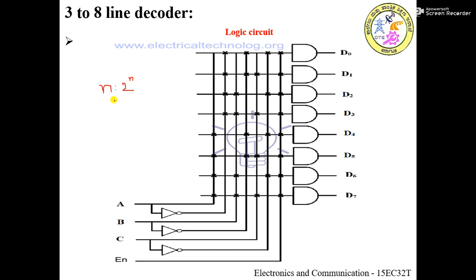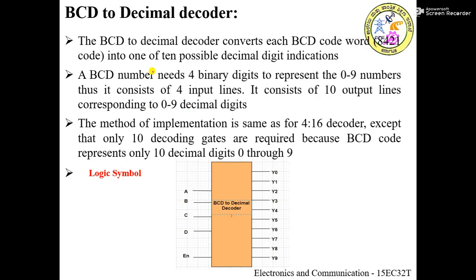Next, we shall see some special kind of decoders which were introduced in the digital systems, that is a BCD to decimal decoder. First, we shall understand what is BCD. BCD is nothing but it stands for binary coded decimal.